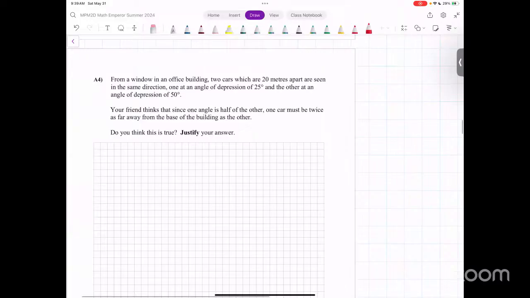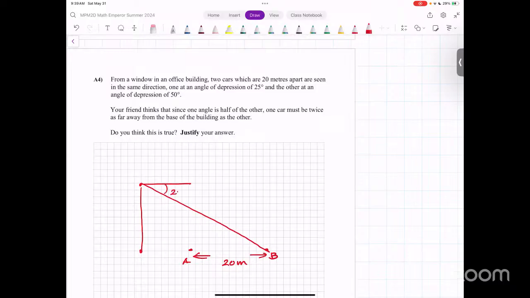From a window of an office building, two cars which are 20 meters apart are seen in the same direction. Let's call them car A and car B. One is seen at an angle of depression of 25 degrees. To look at the car on the far end, you have to look down at a smaller angle, but to look at the car that's close by, you have to look at an angle of 50 degrees.